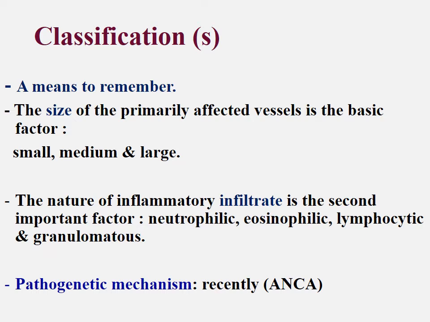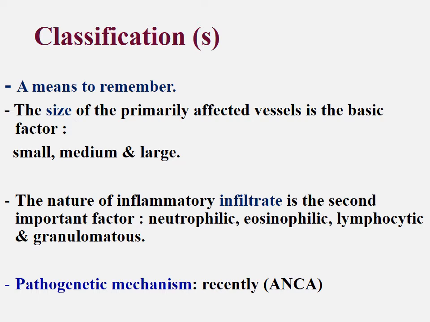Classifications for vasculitis are just a means to remember. You will find different classifications in different textbooks and different references. And these classifications are modified every now and then because we discover new etiological factors and we understand more of the diseases. Some of the diseases that were included in vasculitis turned out to be, for example, lymphomas, and they were removed from the classification of vasculitis.